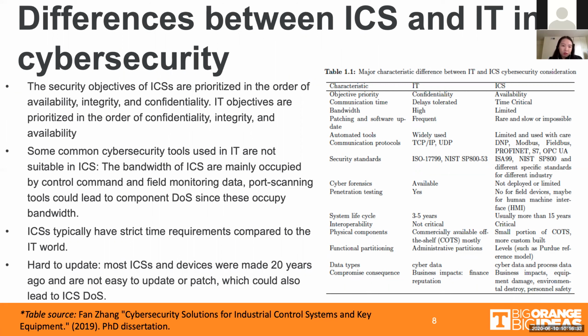So the answer is there are lots of differences between ICS and IT in terms of cybersecurity. First of all, the security objectives of ICS are prioritized in the order of availability, integrity, and confidentiality, while the IT objectives are prioritized in the order of confidentiality, integrity, and availability. So the objectives order is different, and so how you respond to a cyber attack would be different.